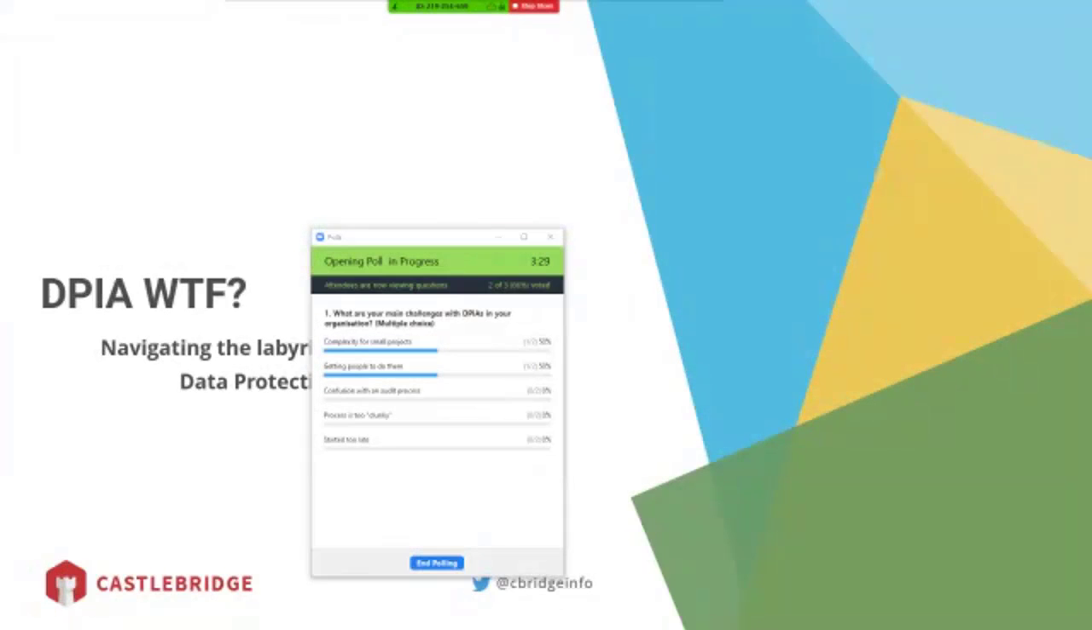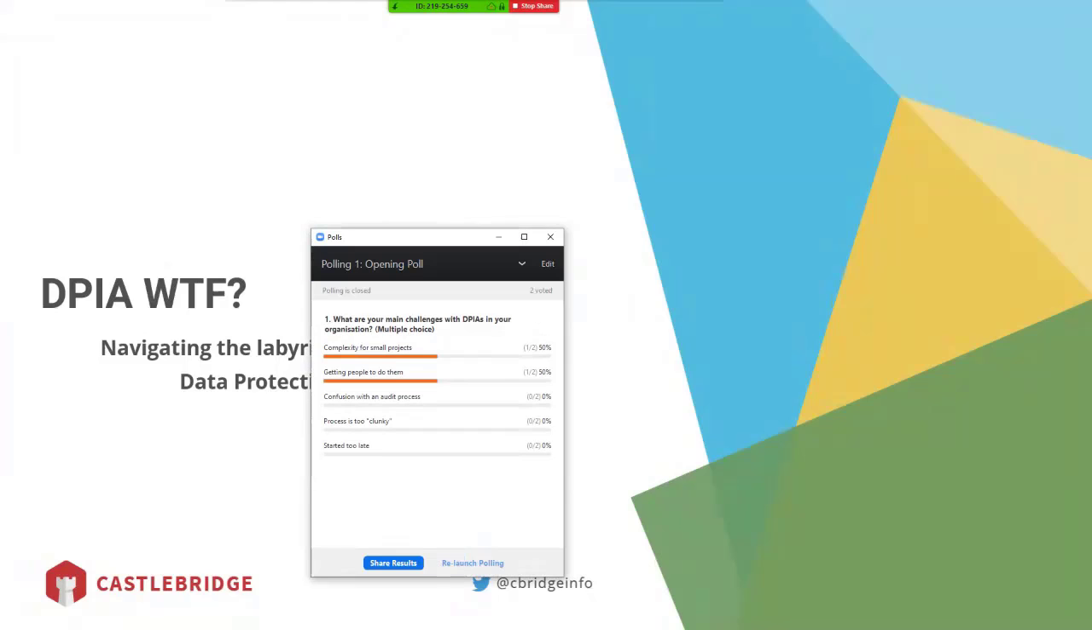And the results of the poll are that 50% of respondents said that one of the key challenges with data protection impact assessments is that they are complex for small projects. And another 50% said that getting people to do them in the first place was one of the challenges. Again, that's something we encounter a lot.